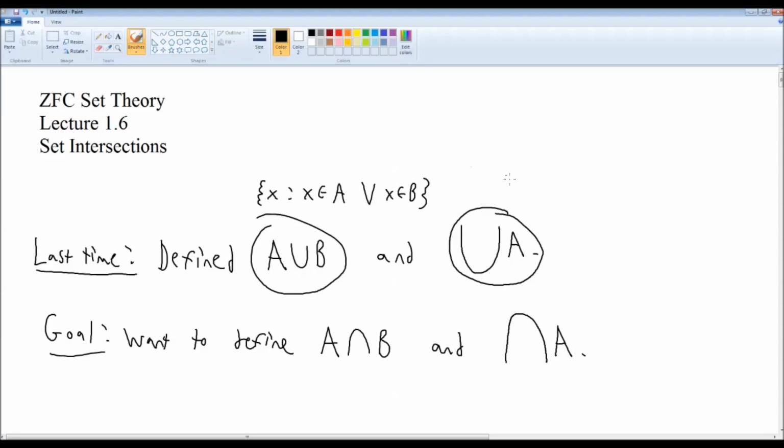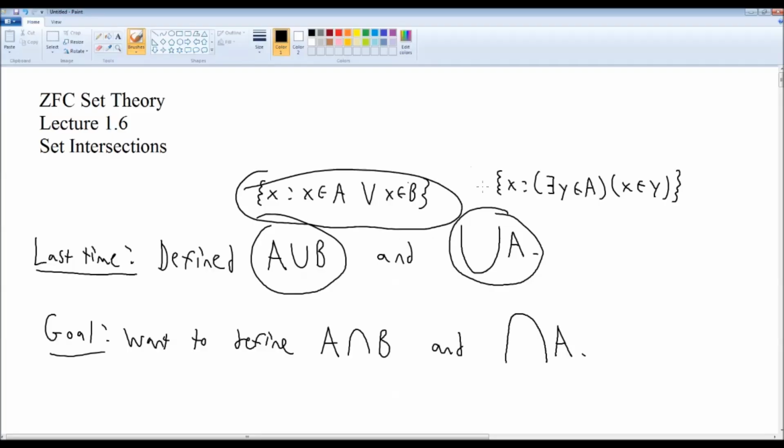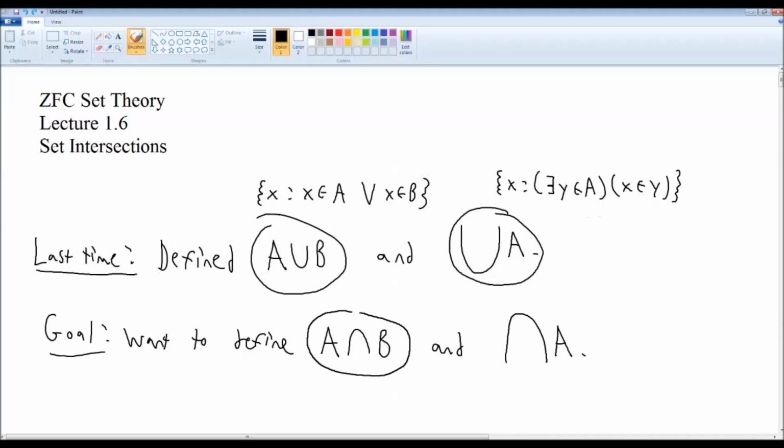Okay, that's this. And then what about this guy? Well, this is the set of x such that there exists at least some y in A for which x is an element of y. It's not totally obvious that these two sets exist. We had to use the axiom of union to prove it. Today we want to try to find set intersection, both the binary kind, the intersection of two sets, as well as the arbitrary kind with the big intersection symbol.